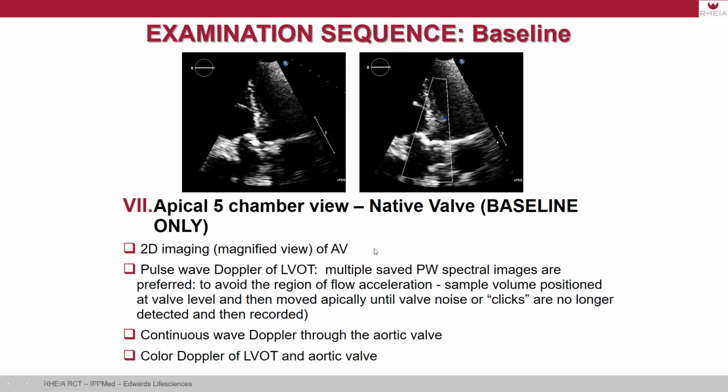Then apical 5-chamber view is an important one, and both before and after intervention. This is here for the native valve, but for the prosthetic valve also will be important. So what we need is 2D. We know the pulse wave Doppler in the LVOT. It's extremely important, as you know, to measure the stroke volume, and the continuous wave Doppler, of course, through the aortic valve.